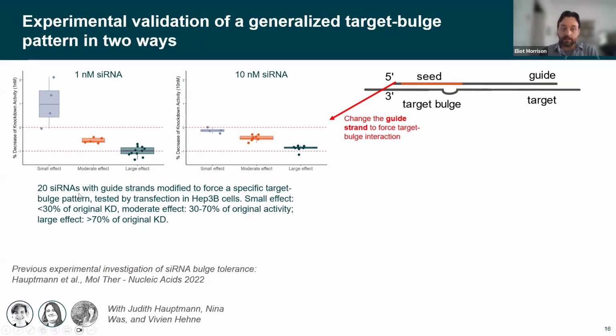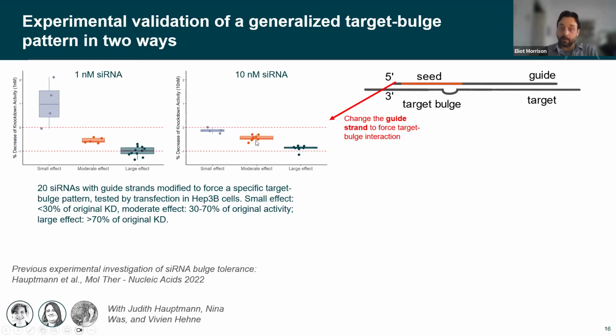And we designed 20 siRNAs against a variety of targets. And through insertions and deletions, we altered the guide strand to force this exact interaction with the endogenous target mRNA in the cell. We then measured the impact on target activity at 2 different concentrations by a transfection experiment, and we classified the impact in 3 different categories. So the large effect group here are cases where forcing this interaction led to essentially a complete loss of activity. So these were cases where this interaction pattern was completely incompatible with actual on-target activity.